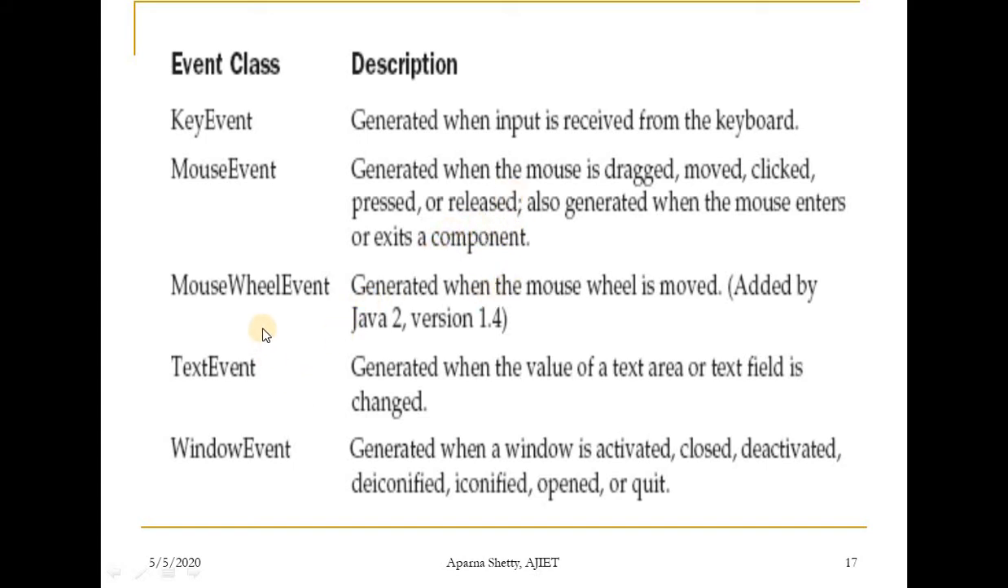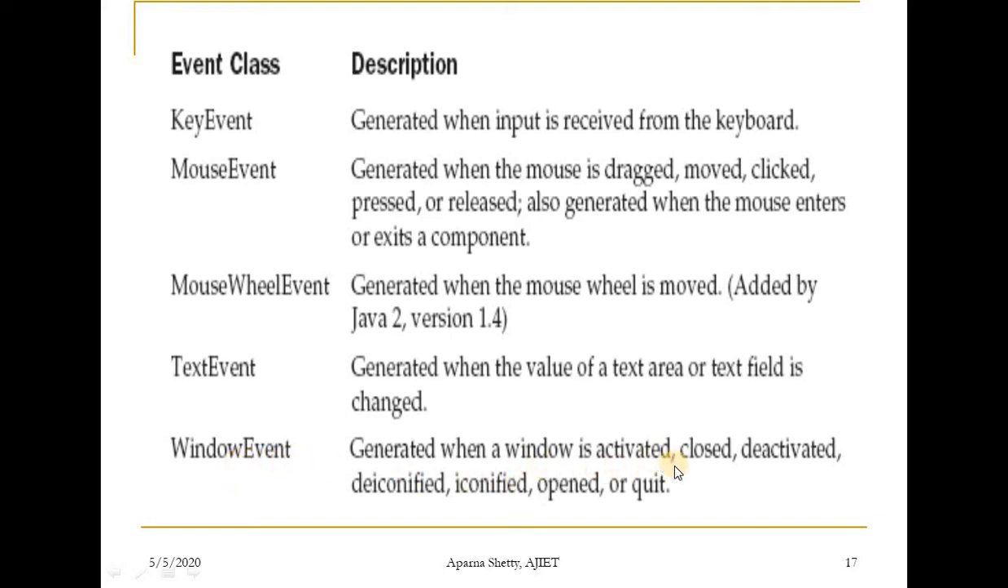Next type of event is mouse wheel event. Generated when the mouse wheel is moved. So when you move the mouse wheel, the event is generated. Next type of event is text event. It is generated when the value of a text area or a text field is changed. So text event is generated when you make some changes to the text area or text field components of the GUI. The last type of event is window event.